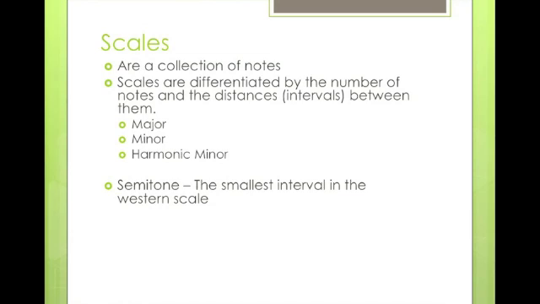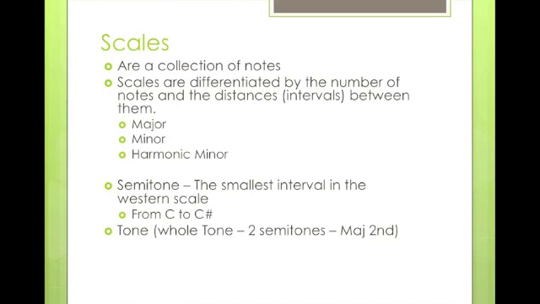Let's start with a little bit of background. If we want to differentiate what a scale is, we have to know what it's made up of. So we've got a semitone, which is the smallest interval in the Western scale, which is from C to C sharp, which might sound something like this. The Jaws theme.